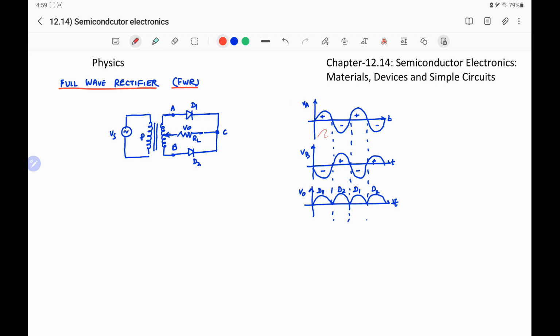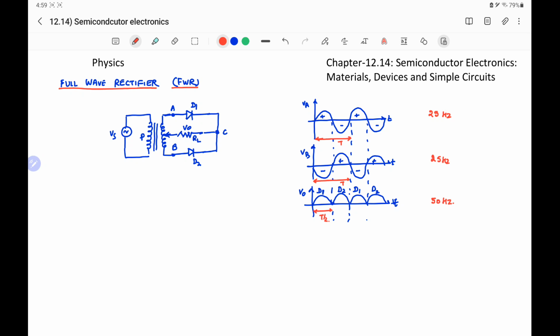Here we can see that the cycle of the input voltage at point A is having the period T. Similarly, voltage at B have the period T, while the output voltage has the period T by 2. So we can say that if input voltage at point A is having the frequency 25 Hz, B is also having the 25 Hz, while the frequency of the output voltage will be twice of the input voltage, that is, it will be 50 Hz.